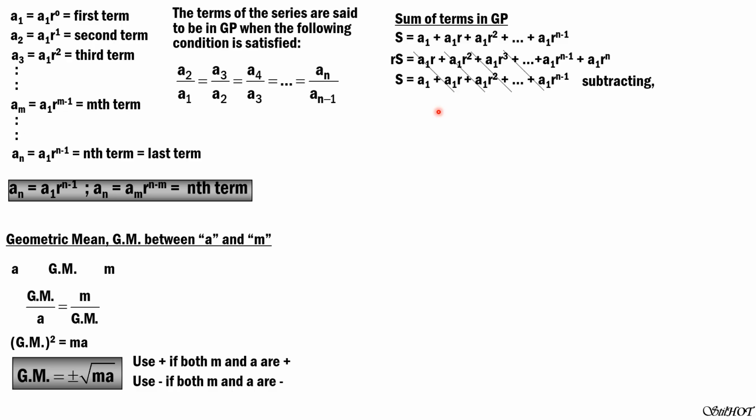So again, rS minus S equals a1 r to the n minus a1. And also, if we break r to the n into r to the quantity n minus 1 times r, it becomes rS minus S equals a1 r to the quantity n minus 1 times r minus first term. So factor out S here. So we have S times quantity r minus 1 equals, factor out first term a1, quantity r to the n minus 1.